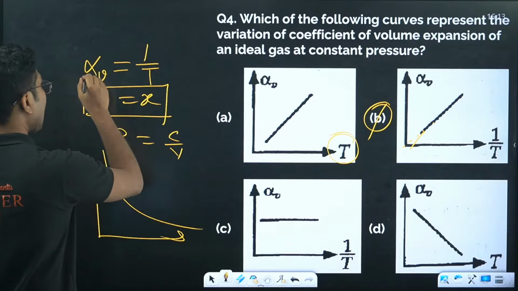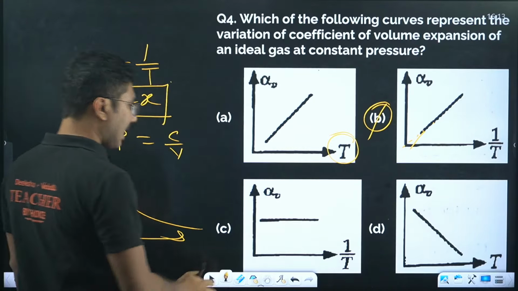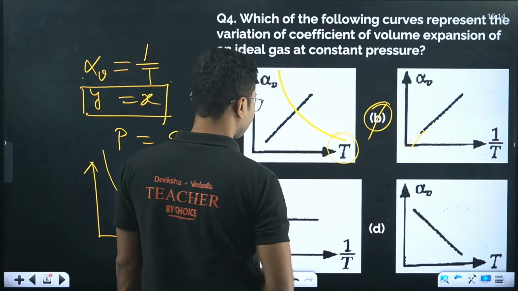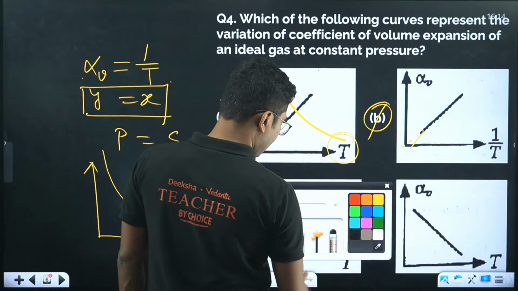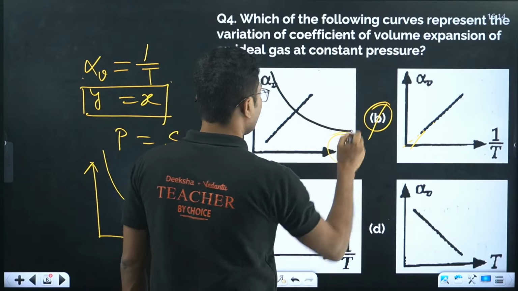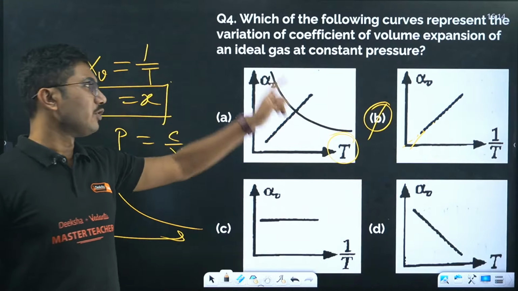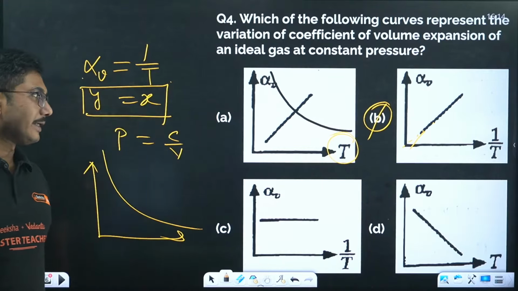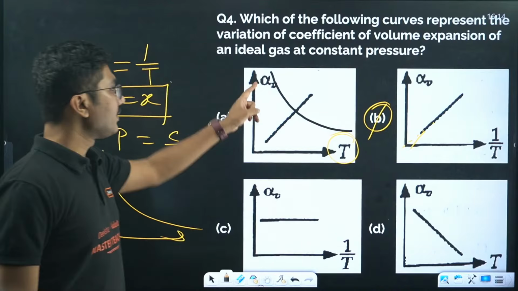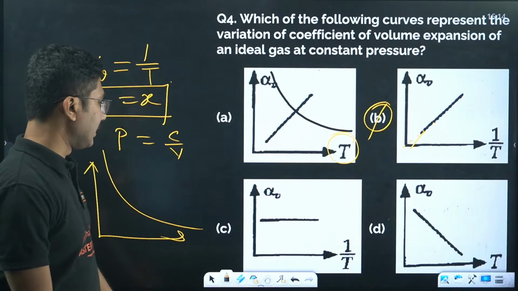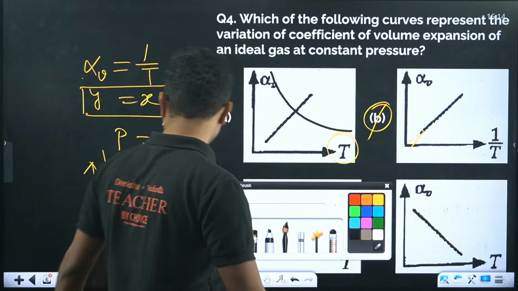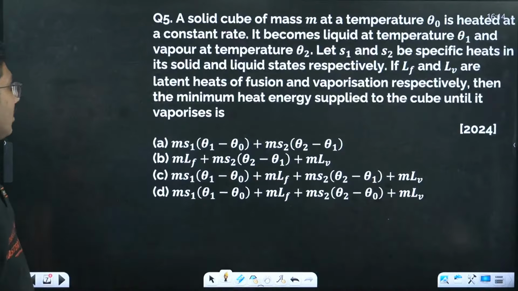So if you plot alpha v versus t, that graph will be like this. Alpha v versus t graph will be a rectangular hyperbolic graph, not a straight line graph. Okay, now let's move on to the next question, question number 5.